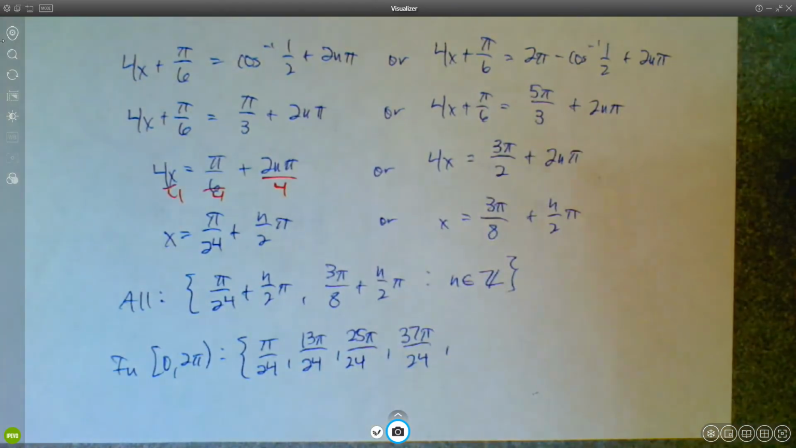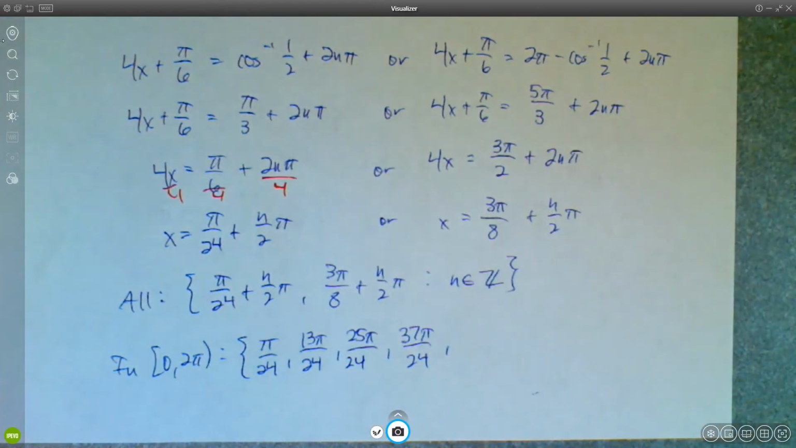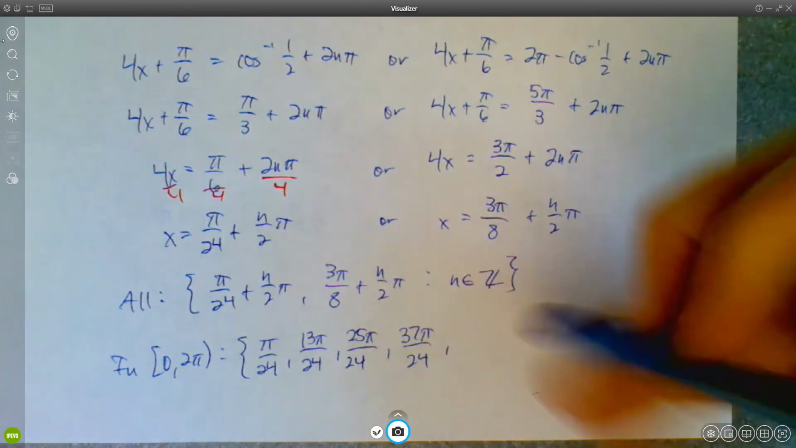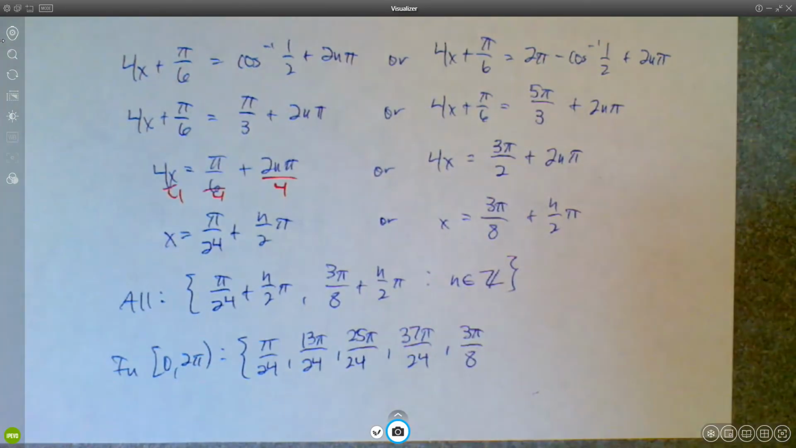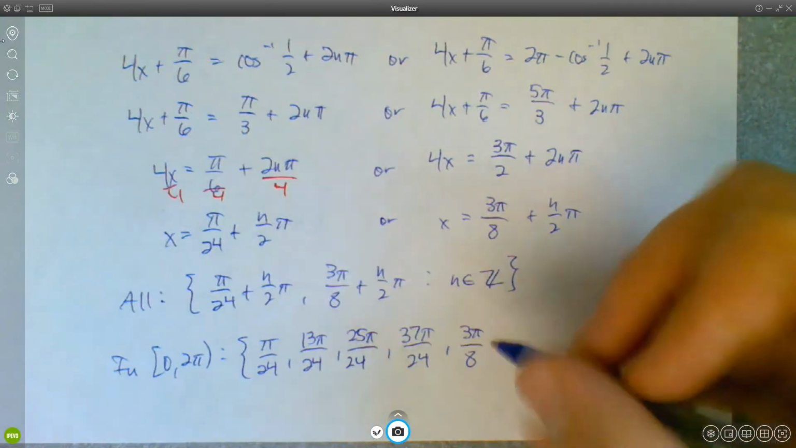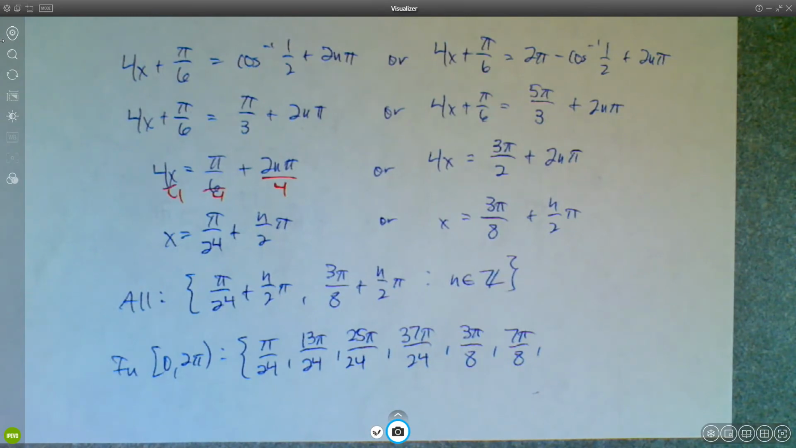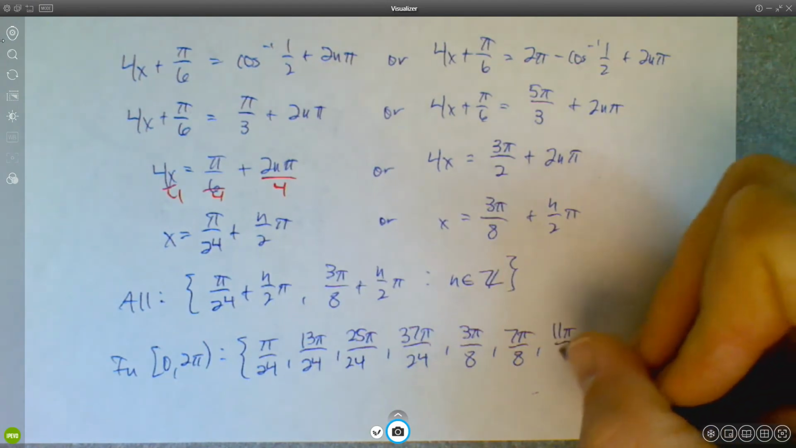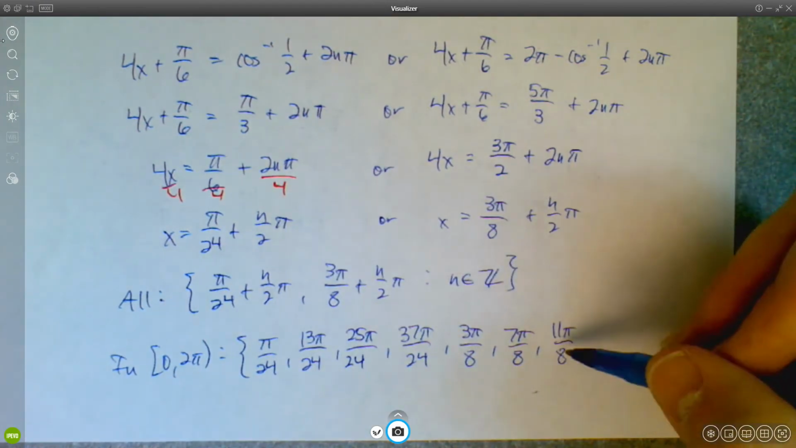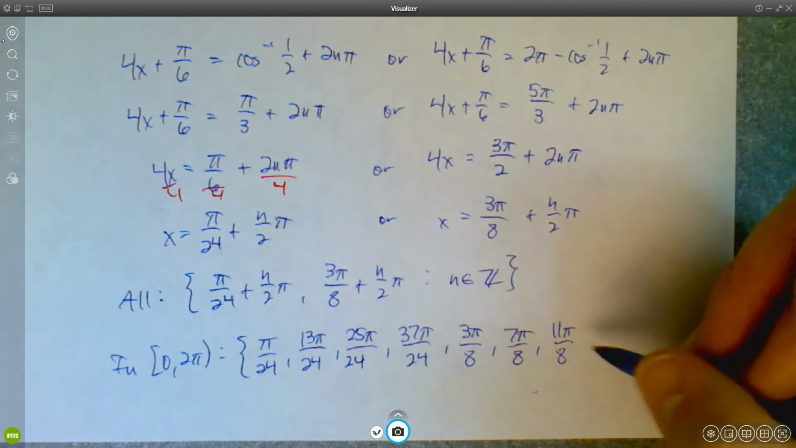From the second rule, a similar thing is going to happen, right? 3 pi over 8. If I plug in a negative 1 for n, I'm going to have minus pi over 2. That's negative. If I plug in 0 for n, I just get 3 pi over 8. That's definitely in there. If I plug in 1 for n, I'm going to have 3 pi over 8 plus pi over 2. That's 7 pi over 8. If I plug in 2 for n, 3 pi over 8 plus pi is 11 pi over 8. I shouldn't go beyond 2 pi, which would be 16 pi over 8. So I'm still in the interval.